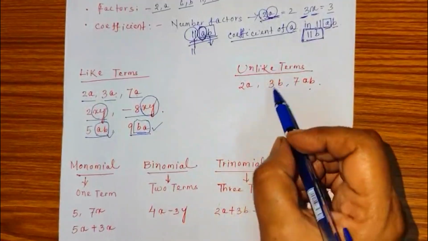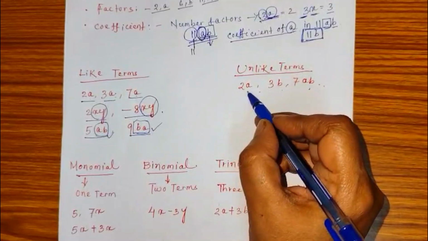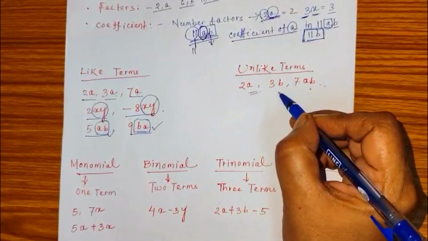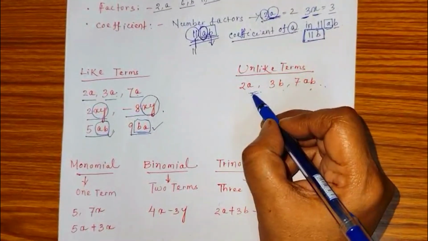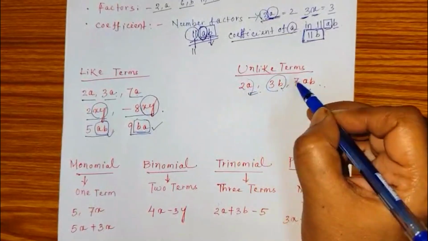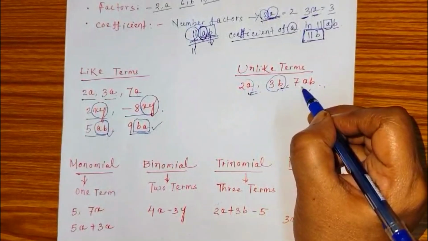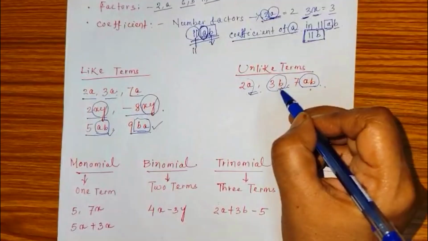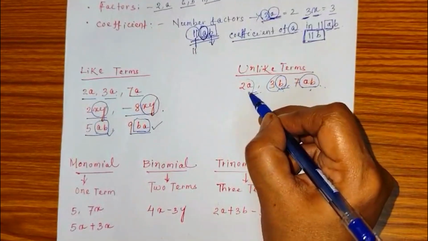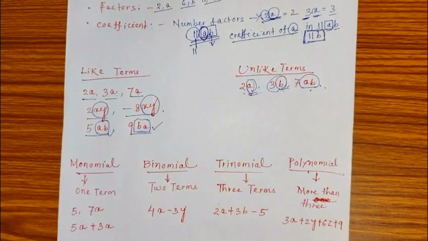And unlike terms, 2a, 3b, 7ab. See here, the variables are different. In the first the variable is a, in the second it is b, and in 7ab it is ab. So the variables are not same. So this is called unlike terms.